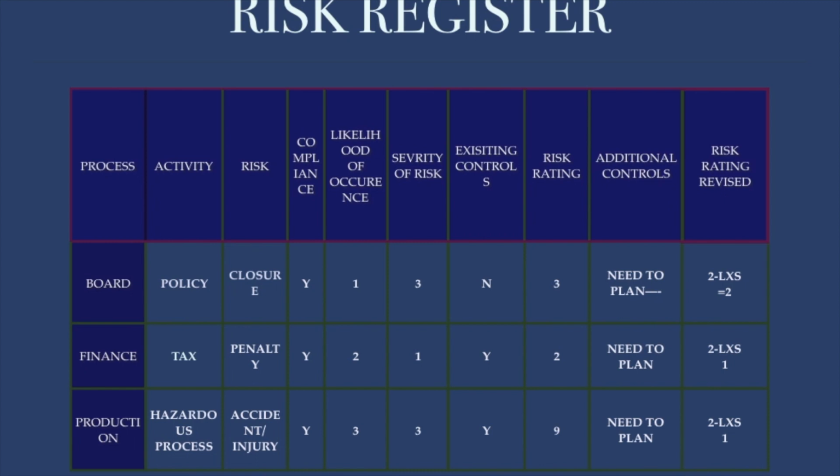Then have existing controls. Depending on the risk rating, the product of likelihood and severity, you can design additional controls, and then the risk rating can be revised. Similarly, the production one also: the hazardous process is the activity which can have serious injuries. Compliance requirements are under the Factory Act or the new occupational code, which will also have some compliance requirements.